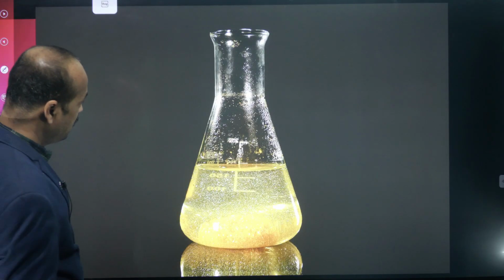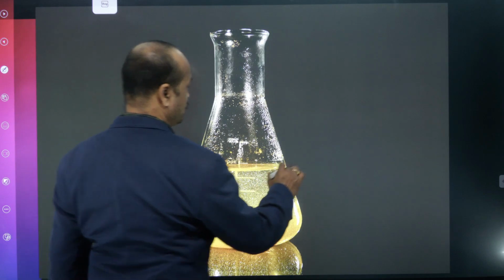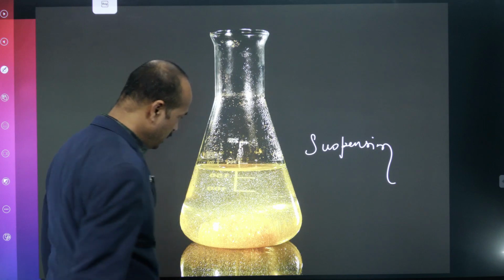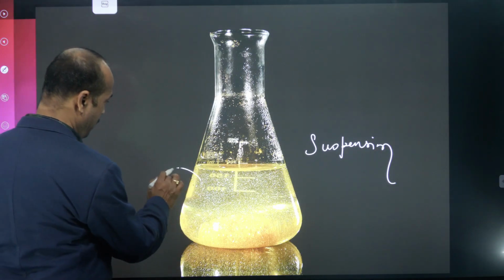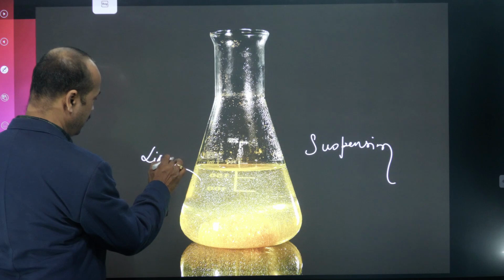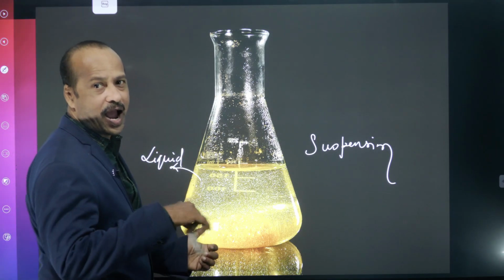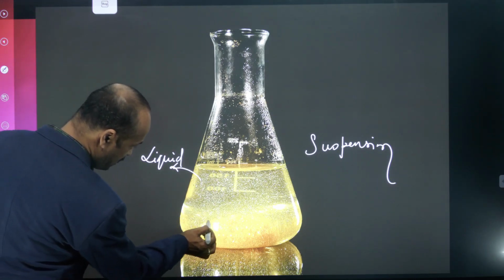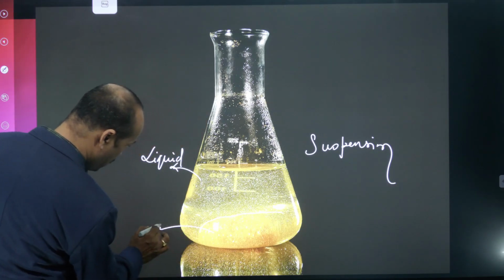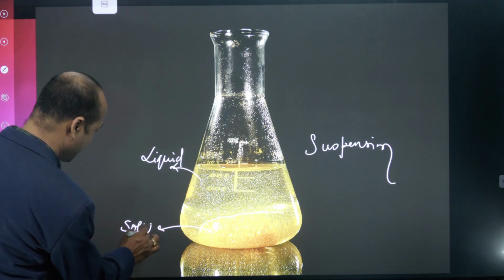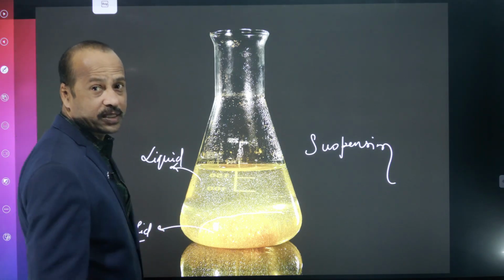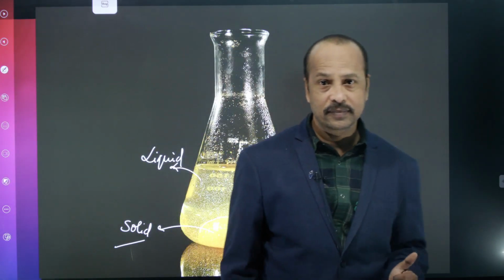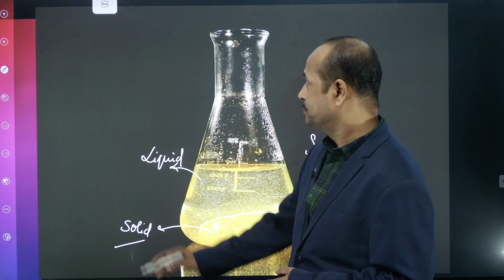Here you can see a picture of a suspension. What are you observing? This is a liquid, and solid particles were added and mixed with it, and I am keeping it for some time without disturbing. You can see that all the solid particles are settled at the bottom. So this is an example of a suspension. Clear on suspensions? Any doubt? Right?